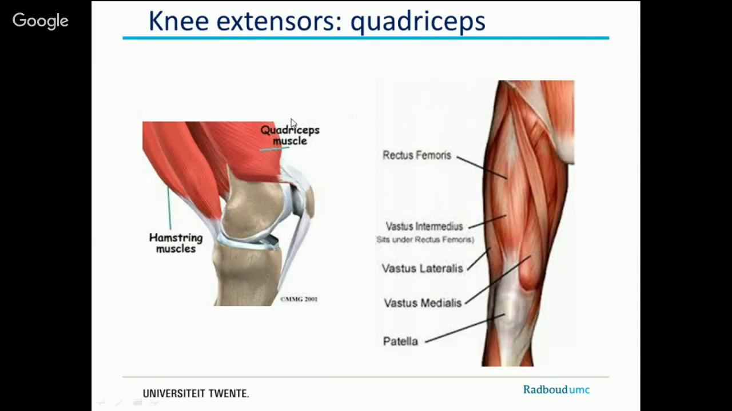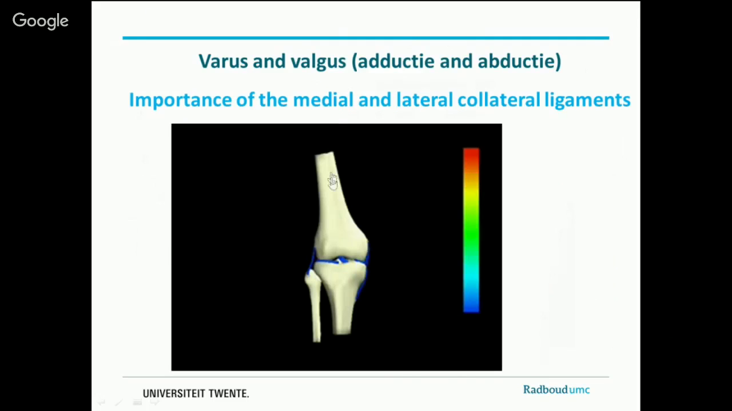For extension of your knee, of course, the quadriceps is important. The quadriceps consists of 4 muscles, quadri being 4, which are the rectus femoris, the vastus intermedius, lateralis, and medialis. So they make sure that you can extend your leg.